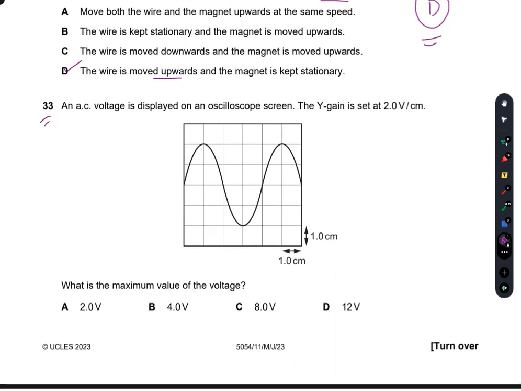Question number 33. An alternating current is displayed on an oscilloscope screen. The Y gain is set at 2 volts per centimeter. What is the maximum value of the voltage? Now, some of you might directly go for 1, 2, 3, and 4. So the voltage here is 4 into 2 is equal to 8, but this is incorrect.